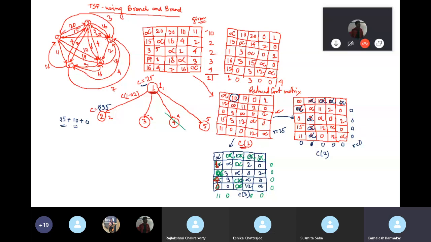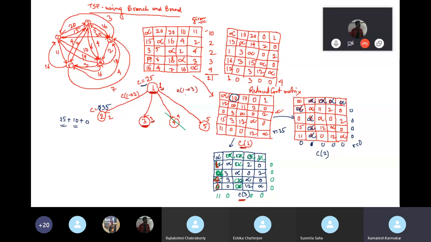Now we are going to generate the reduced matrix for this node 3. When we generate this reduced matrix for node 3, we will copy these values. So the same C1 matrix will be replicated. Now from this C1, what we have to update? We have to update the edge from vertex 1 towards vertex 3. So here we are considering edge 1, 2, 3. This is the edge which is being considered.